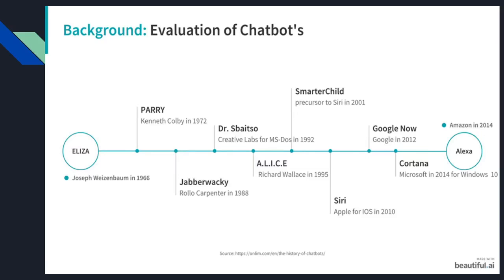Next is Alice, which is a universal language processing chatbot that uses pattern matching to carry conversations. Next is SmarterChild, which in many ways is a precursor to Siri, and it was developed in 2001. Next comes Siri, which was formed by Apple for iOS in 2010. Next is Google Now, which was launched by Google in 2012. Next comes Cortana, which was first demonstrated at Microsoft's Build 2014 developer conference for Windows 10. Next is Alexa, which is an intelligent personal assistant developed by Amazon, and it was introduced in 2014.